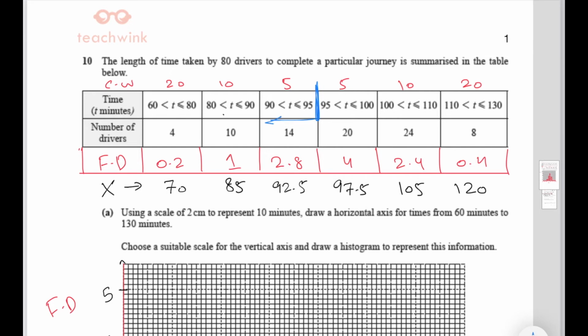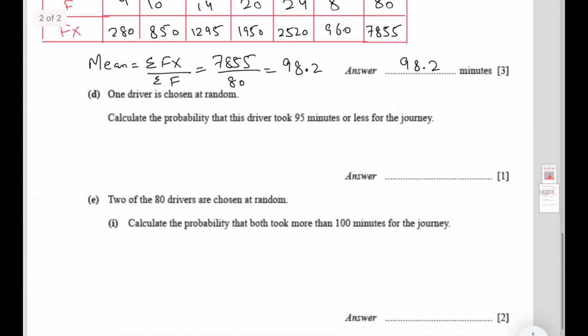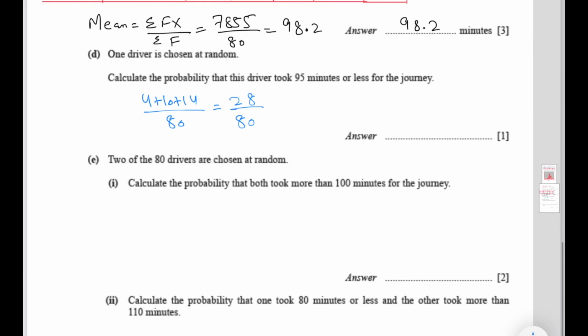So that means 4, 10, 14 out of the total number of people, which are 80. So you have 4 plus 10 plus 14 over the total people, that's 80. 4 plus 10 is 14. 14 plus 14 is going to be 28. So the probability is 28 over 80. If you want, you can simplify it, or you can just write the answer over here, 28 over 80.